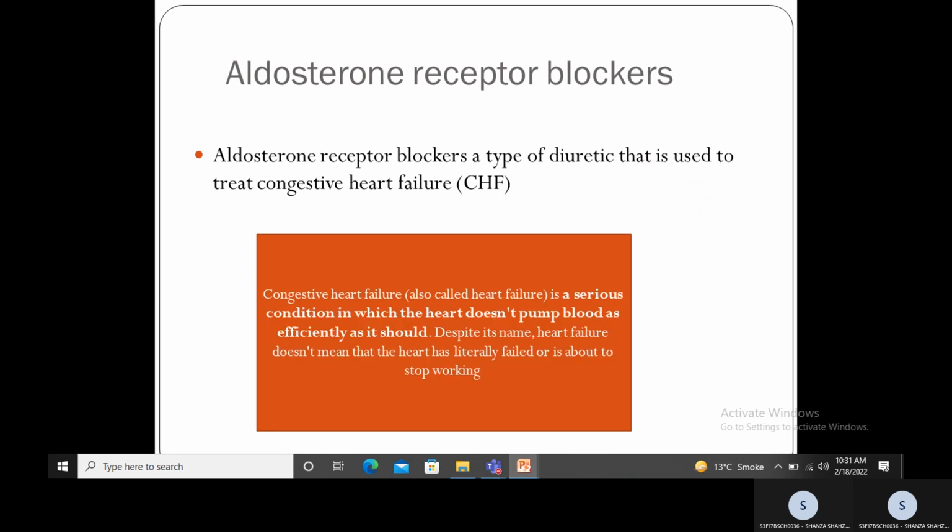Next is the aldosterone receptor blockers. An aldosterone receptor blocker is a type of diuretic that is used to treat congestive heart failure. CHF is congestive heart failure. It is also called heart failure. This is a serious condition in which the heart doesn't pump blood as well as it should. Despite its name, heart failure doesn't mean that the heart has literally failed or is about to stop working.